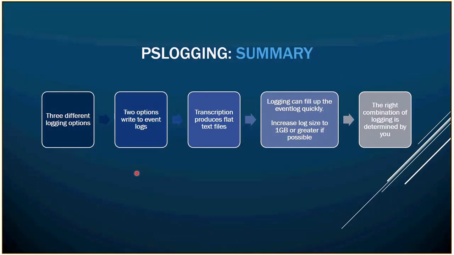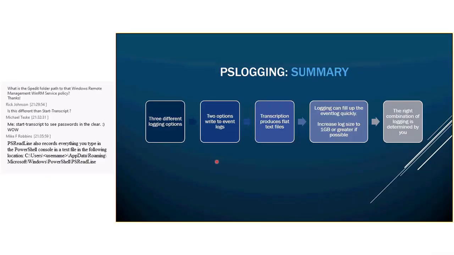So those are the logging options that are available. And when we talked about remoting, we talked about a very sort of on-off, and then there's a few options to configure about who and where. In logging, it's really whatever you choose. You have 3 different options. As I said, 2 of those write to the event logs, and one of them produces flat text files. You've got to be careful with that flat file because it can be something that comes back to bite you. There's a lot of information in there that you don't want to be available to everyone. The logs can fill up an event log quickly, so you have to accommodate for that.